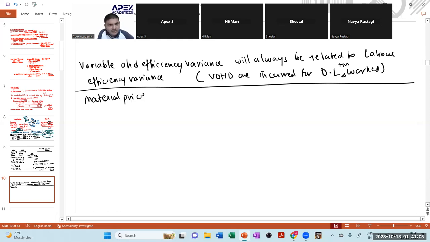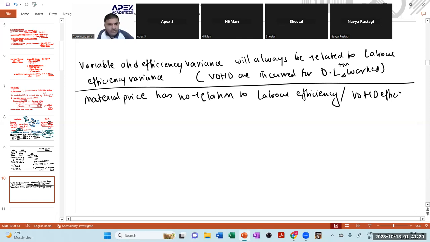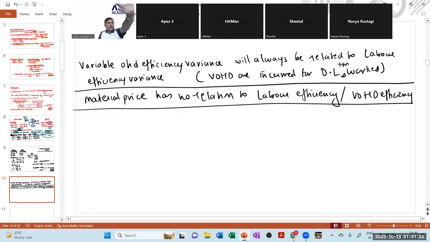Material price has no relation to labor efficiency or variable overhead efficiency. Yes or no? Agreed or disagreed? You all are saying you have the note. Is this correct? You tell me. Yes or no? Is this correct?